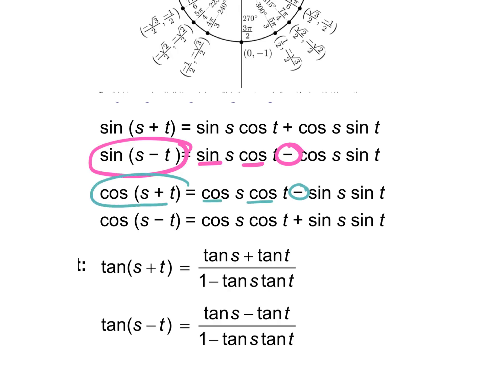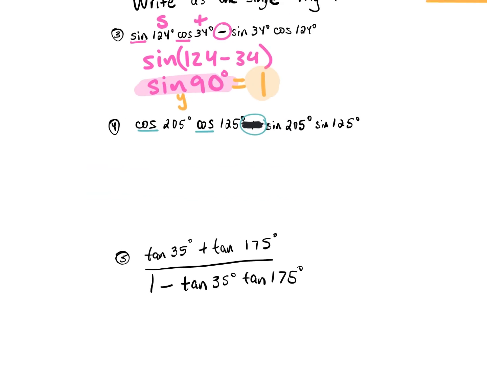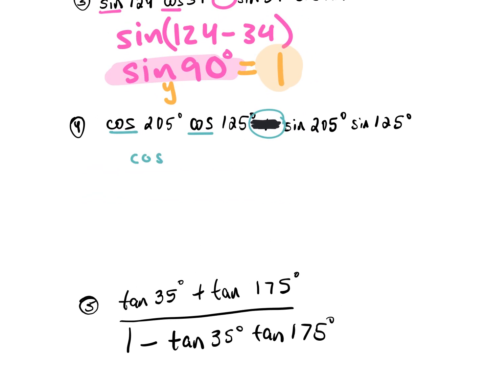So we're going to use the left side, which is cosine of s plus t. So we have cosine of 205 plus 125. So cosine, when we add these together, we get 330. So this is the first answer to our question, was actually finding the single trig function. So we have cosine of 330.